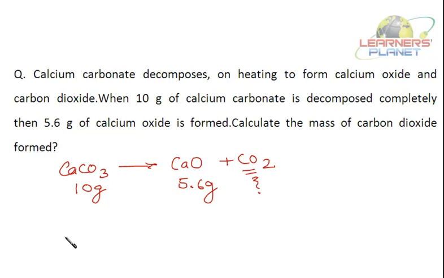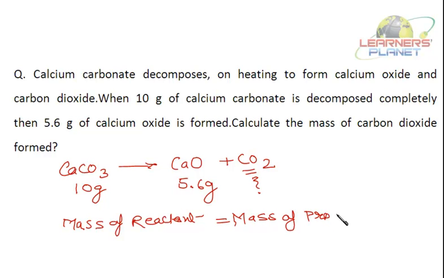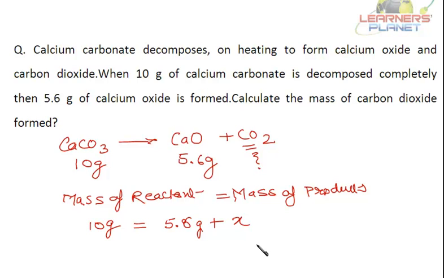Now, according to the law of conservation of mass, we know that mass of reactant is equal to mass of products. What is the mass of reactant over here? It's 10 grams. What is the mass of product? 5.6 gram plus we can take X as the mass of carbon dioxide. Isn't it simple? 10 minus 5.6 will give the mass of carbon dioxide, and that is equal to 4.4 gram. Why so? Because according to the law of conservation of mass, mass of reactant is equal to mass of products. So this is how you can find the mass of either the product or the reactant.